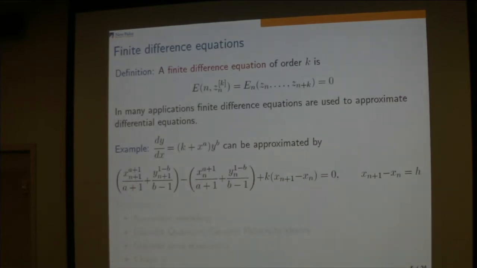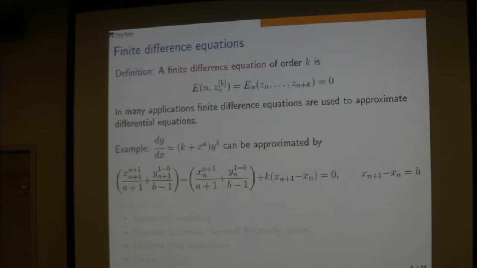Divided by 1, right? And the same, we'll have y_{n+1} minus y_n, divided by 1, right? Everything will. No, this is divided by b minus 1. Again, then after that we'll have plus x_n minus x_n, and minus y_n, and then this is equal to 0.